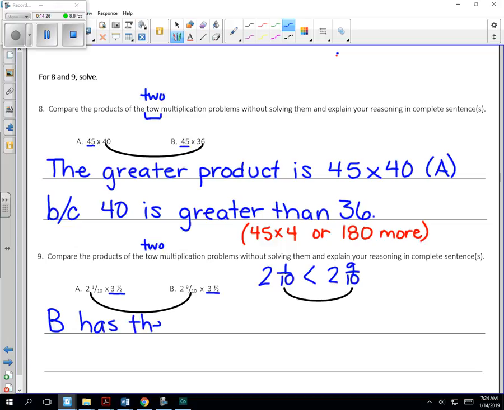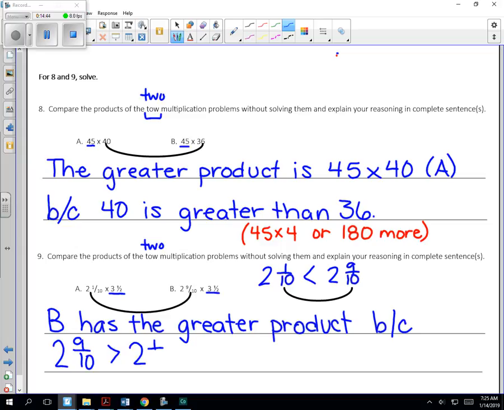B has the greater product because 2 and 9/10 is greater than 2 and 1/10. Again, you could find the answer to how much more than by taking 9/10, subtracting 1/10, which would be 8/10, and then multiplying that by 2. But it's a little bit tough, so we're going to leave it at that.